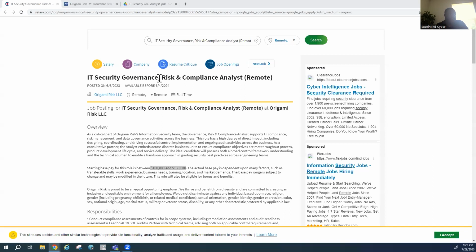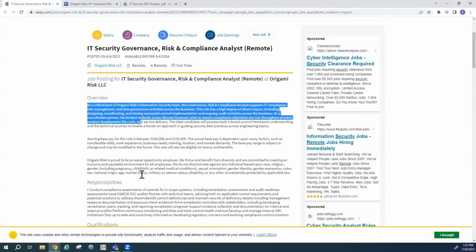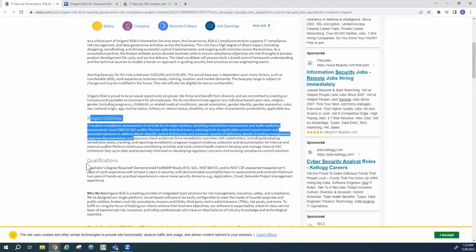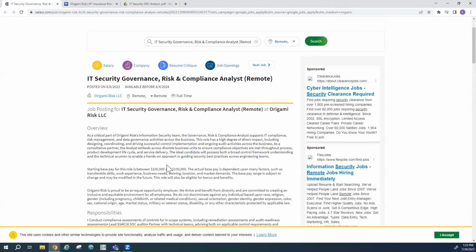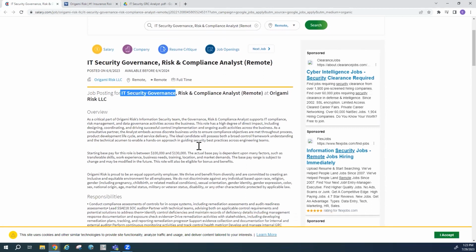Let's dive straight in. This job is IT security governance, risk and compliance analyst. It's a remote role, which is the most important thing that I do talk about. So the first thing is it's remote. That's number one. Number two, this job pays up to $130,000. Okay, so let's take a look at the overview and we'll also take a look at the responsibilities and the qualifications. So first thing first, IT governance, risk, and compliance analyst.